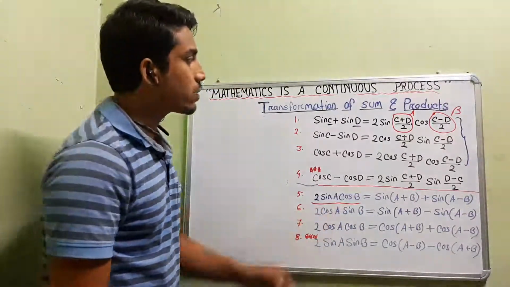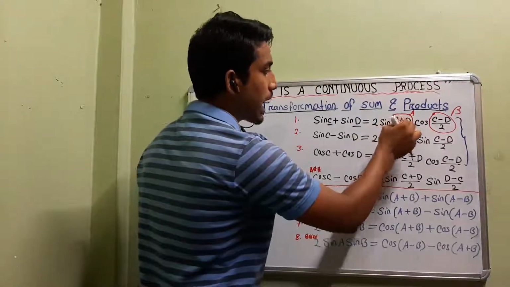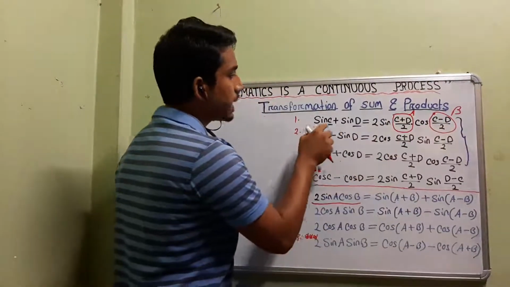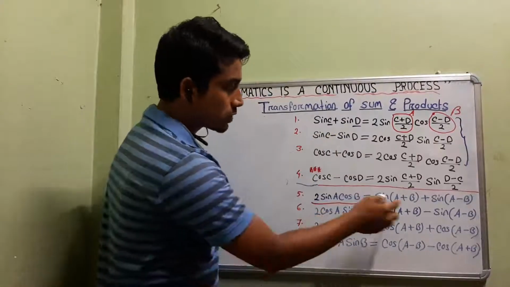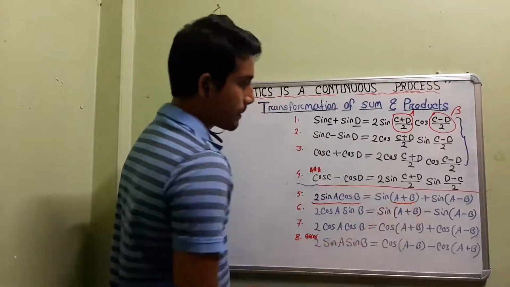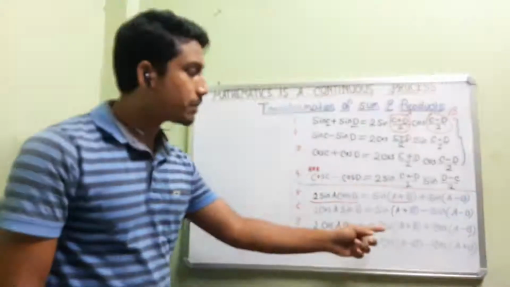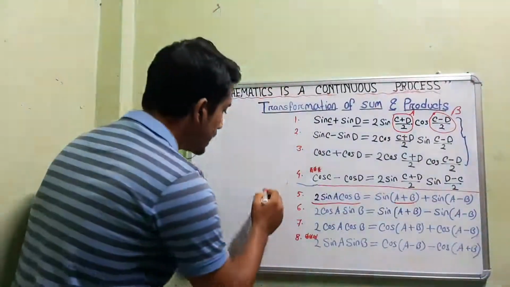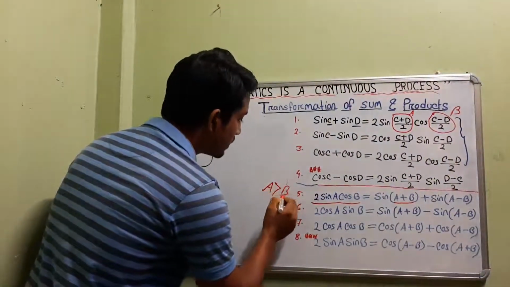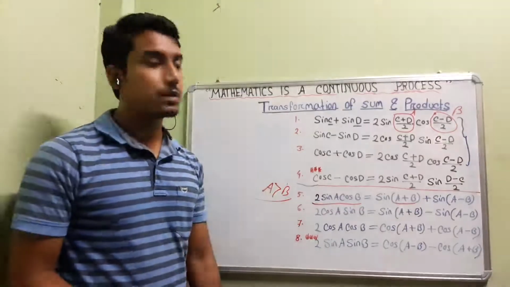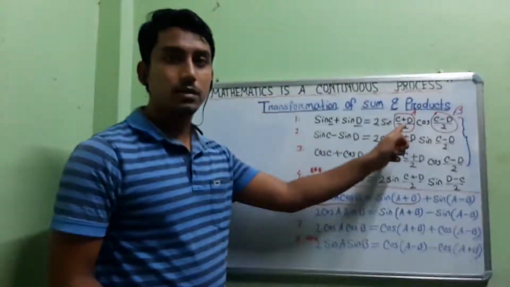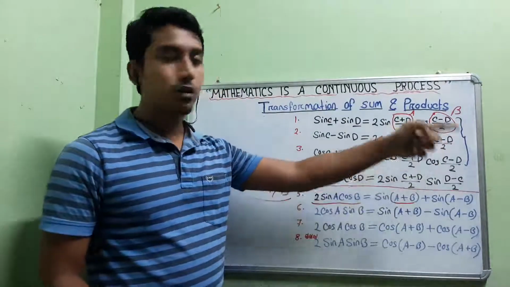So if 2 sin and cos is there, it is coming sin plus sin, no? So this is also like this only: sin (A plus B) plus sin (A minus B). Remember that here A is greater than B. I am considering A is greater than B, obviously, because A is the plus and B is the minus.